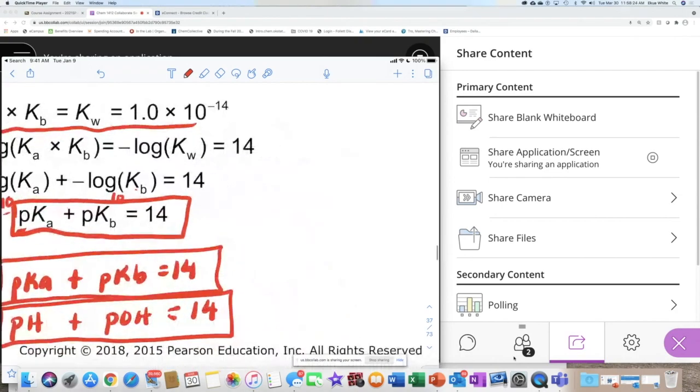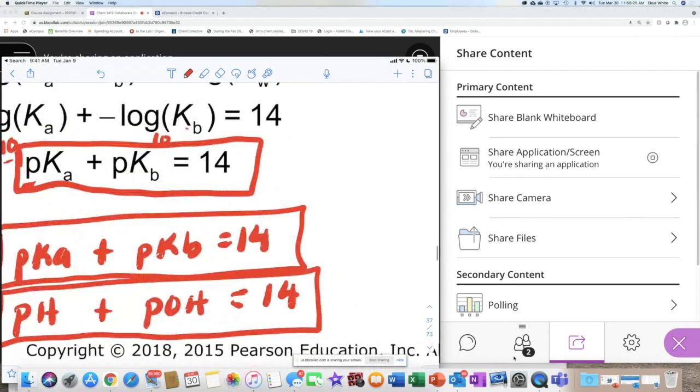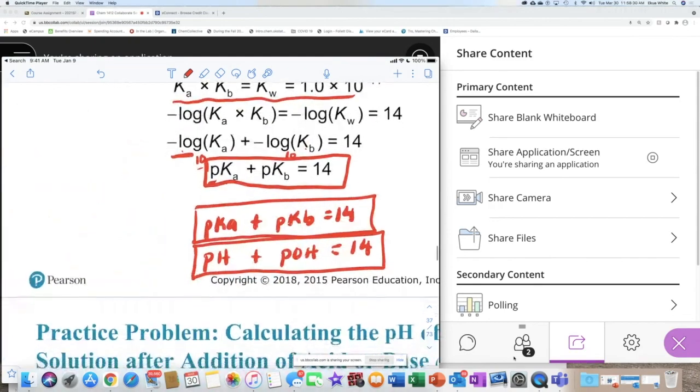Oops, I spilled some water. Sorry. I'm trying to wipe water from my iPad. I spilled it a little bit.